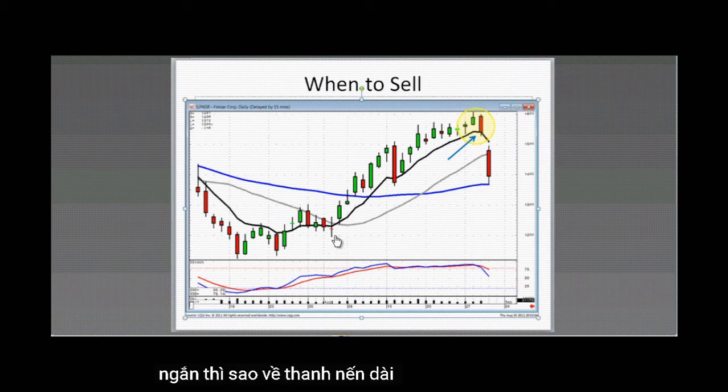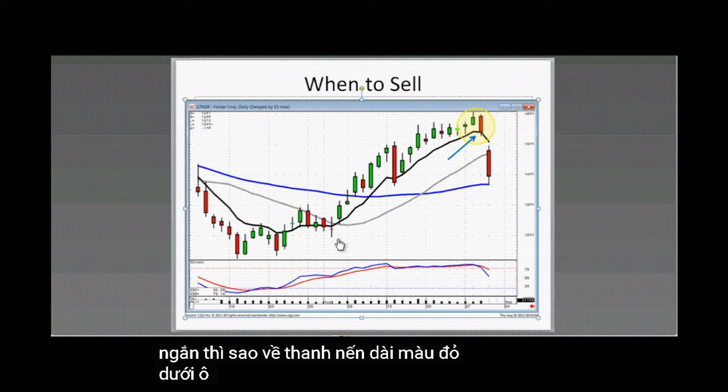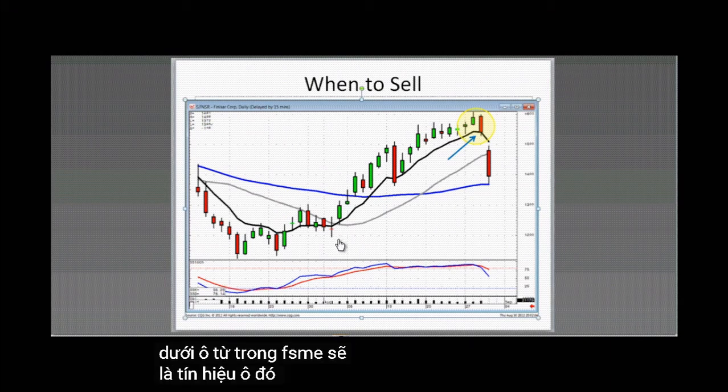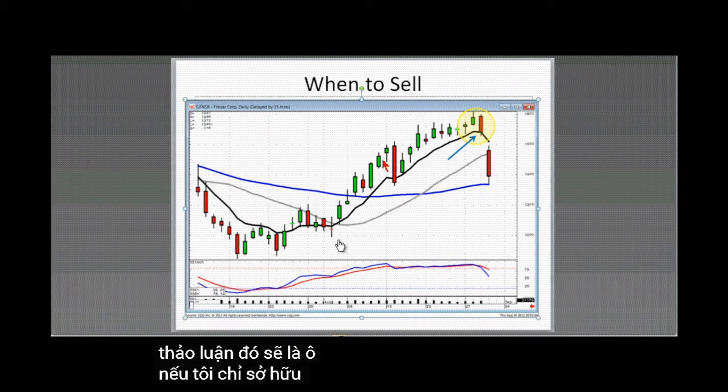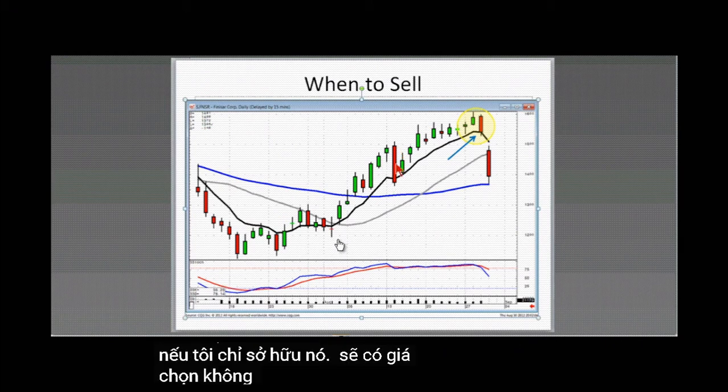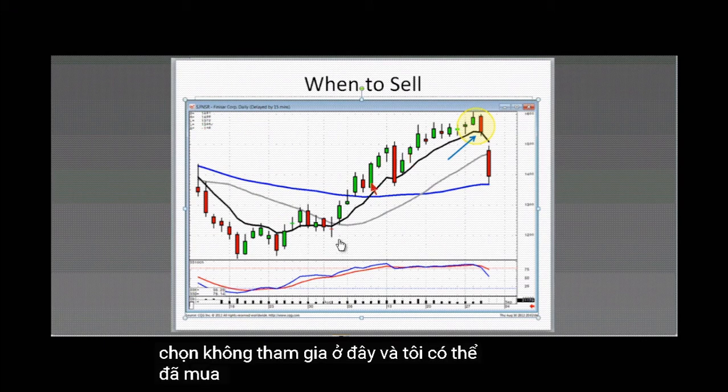What about the long red candlestick under the word sell in FSN? Would that be a sell signal? That's this one right here? Yes, that's the one we were discussing. That would have been a sell. If I'd owned it, I would have probably stopped out here, and I would have probably bought back here the next day.